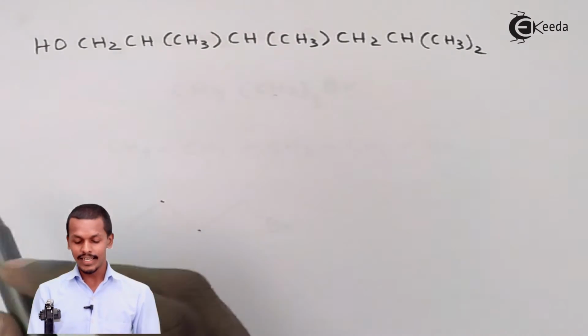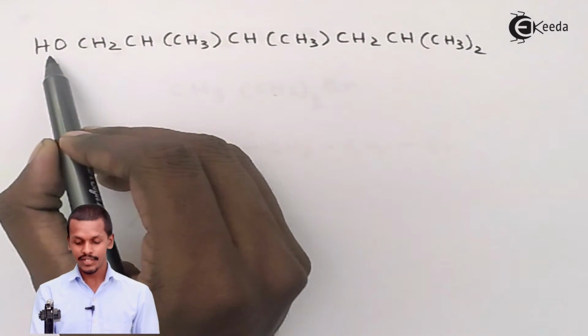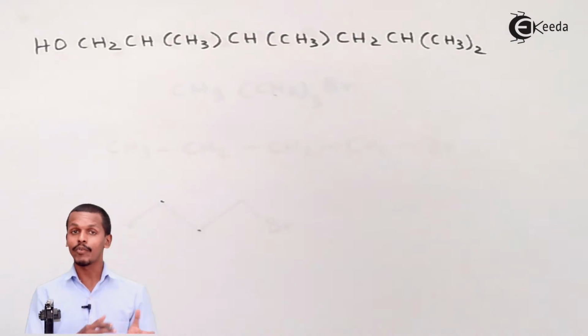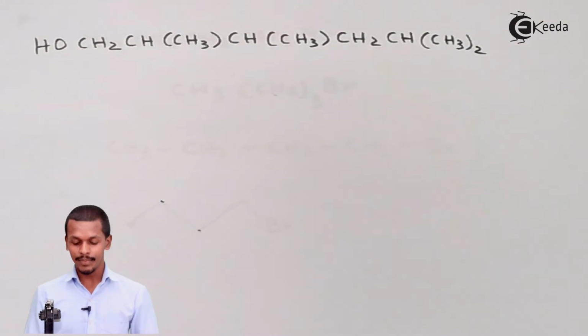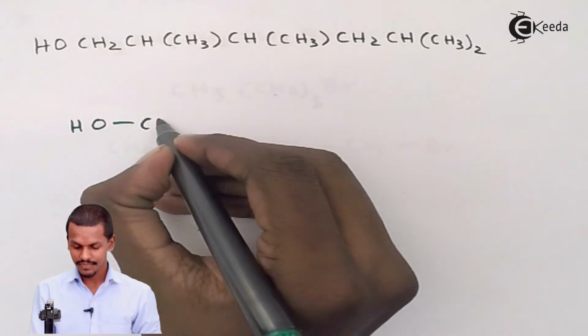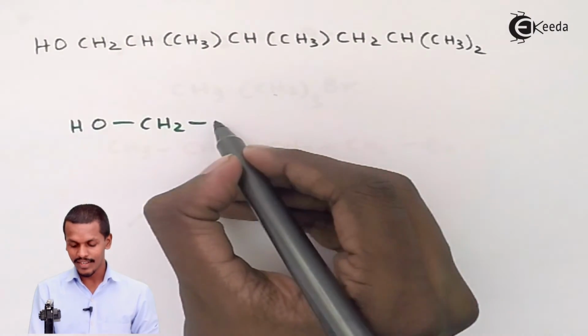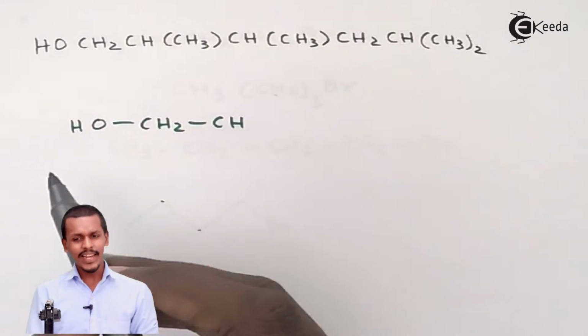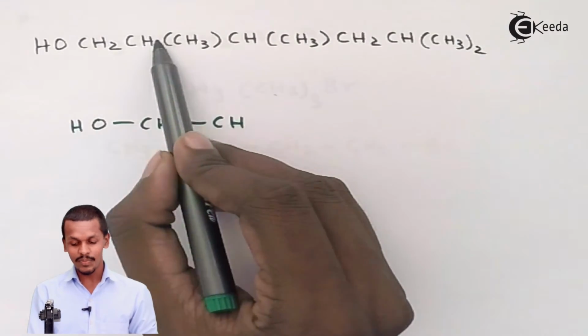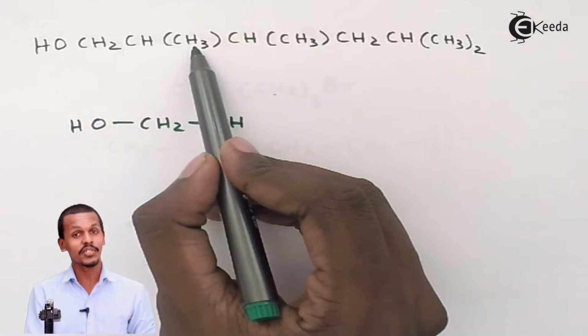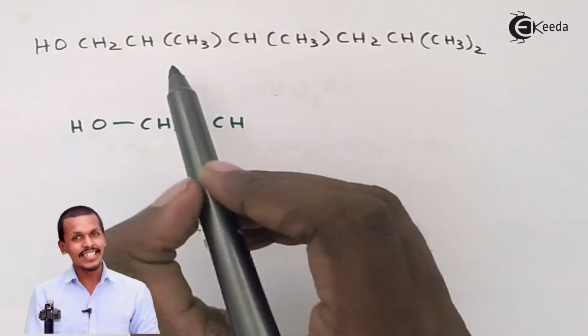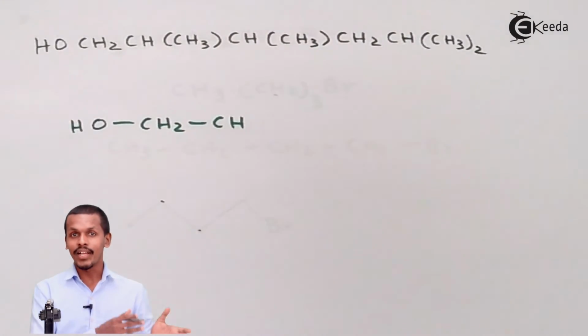So starting with the first one, it consists of the OH group that is attached to the CH2, so we have to represent the bond between them. Then CH2 is attached to CH, so I would write over here CH. But meanwhile, you could see that there is a bracket that has been formed over here and the CH3 is attached. So what does this indicate? This indicates a branch.